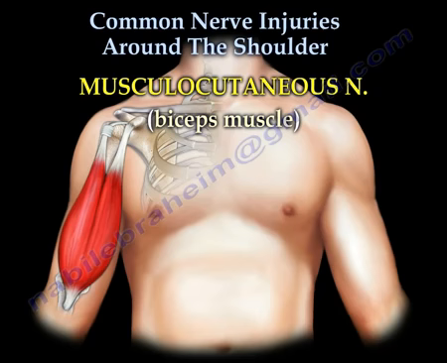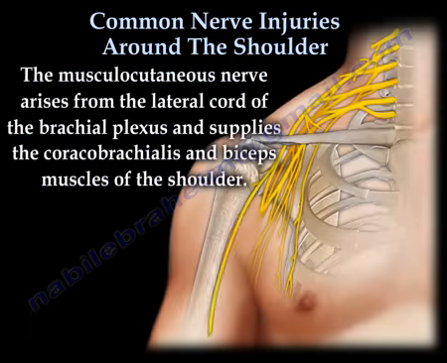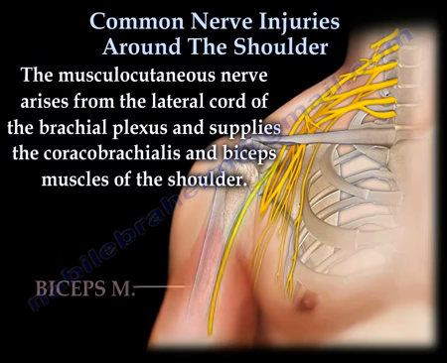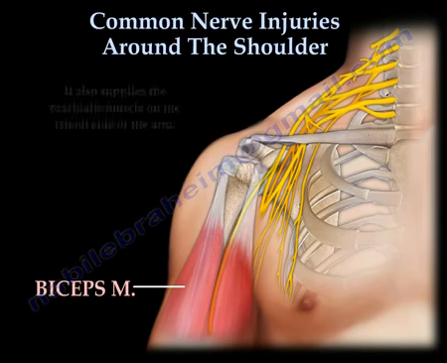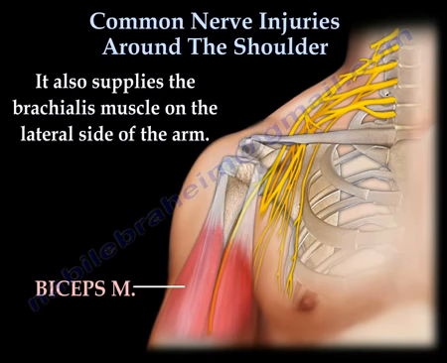Musculocutaneous nerve. It supplies the biceps muscle. The musculocutaneous nerve arises from the lateral cord of the brachial plexus. It supplies the coracobrachialis and biceps muscles of the shoulder. It also supplies the brachialis muscle on the lateral side of the arm.